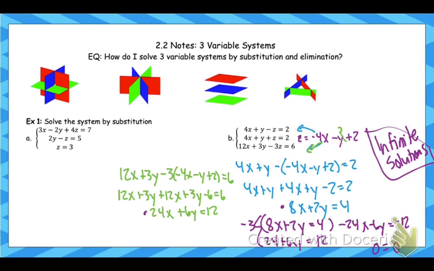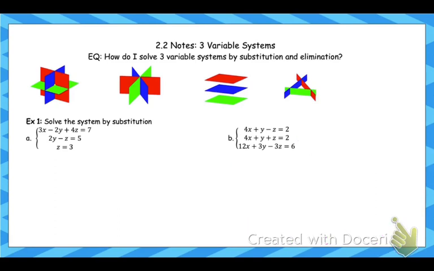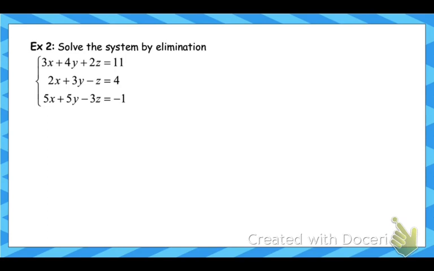All right, so now we're going to go ahead and go to elimination. Like I said, I prefer elimination for these types of problems. I think it's just a little bit easier. So what you're going to do for elimination is you are going to pick two equations. Doesn't matter which two, and you are going to eliminate one of those variables. So what I think will be easiest is I'm going to eliminate z in the first two equations.